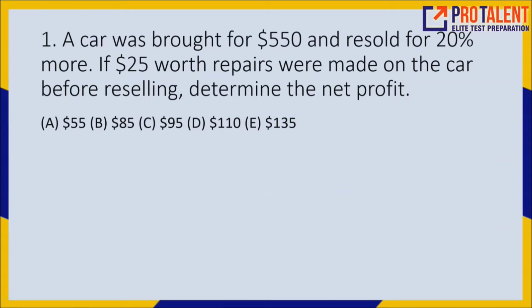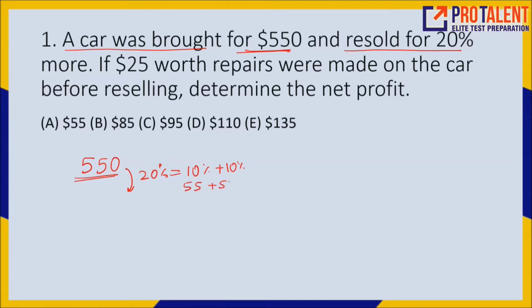It says the car was bought for 550, पहले खरीदा था. It was resold at 20% more. So 550 was the initial price and there is 20% more. ठीक है, 550 का 20%. How do we do this? 20% is 10% plus 10%. 10% of 550 would be 55 and a further 10%, total 110. So if I add 110, it turns out to be 660. Okay, so that is the selling price. 660 is my selling price.